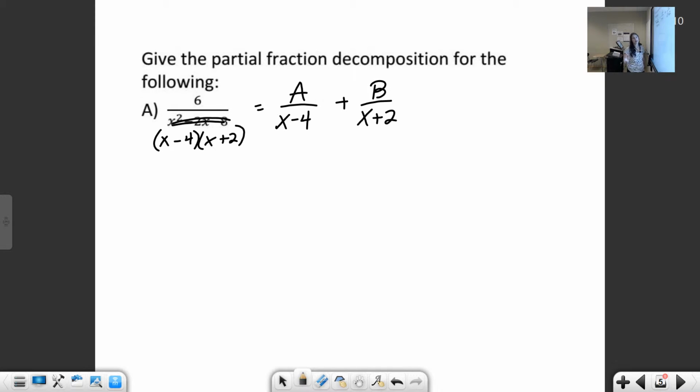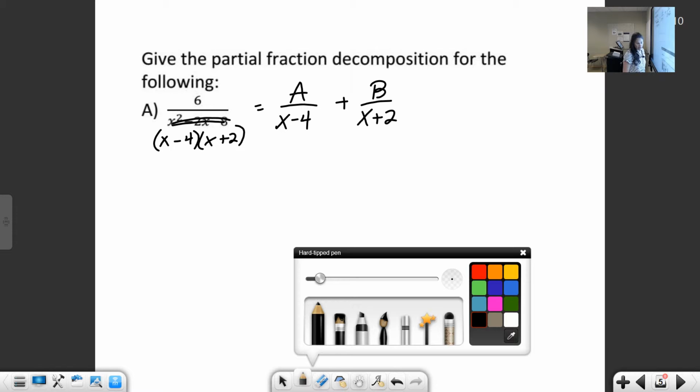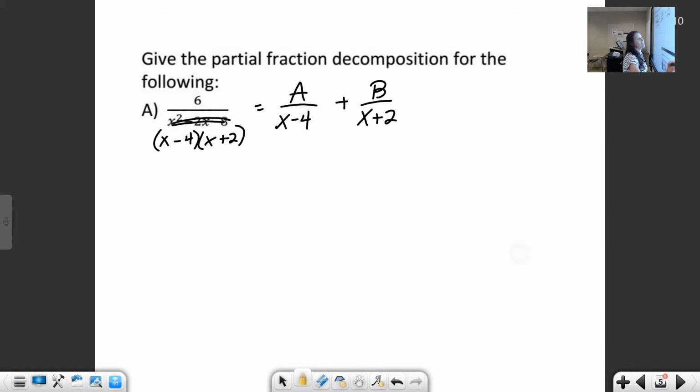It doesn't matter which one. You could have A over x plus 2 and then B over x minus 4. We get the same answer in the end. But that's how you're going to set it up. Once you get it all set up with your A's and B's, you're going to multiply everybody by the common denominator. The common denominator is always whatever you started with on the bottom. So everybody gets an x minus 4 and an x plus 2.